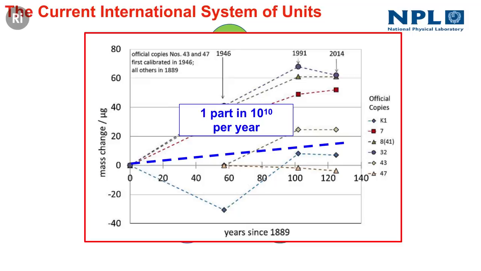So what we see is that the masses of the kilograms in the world have all changed against the international prototype. So we have to guess that the international prototype itself is also changing, but we have no way, even in principle, of detecting by how much. But if you guess roughly, you'd say it's changing by one part in 10 billion per year. So that's about a tenth of a microgram per year. Don't panic. It's going to be okay. But from a metrological point of view, it's completely unsatisfactory.